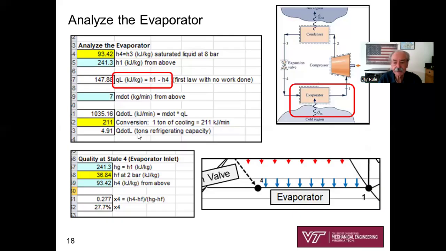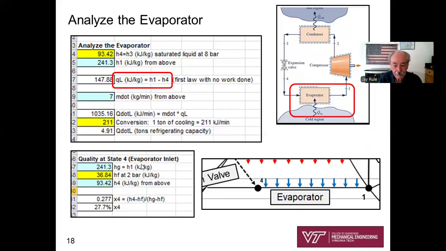That's a significant size of a refrigeration cycle. So this is probably some type of commercial or industrial refrigerator, because typically whole houses might require a 3-ton air conditioning system to cool an entire house. And so 5 tons of cooling for a refrigeration cycle, that's a pretty hefty size refrigerator. All right. Oh, our extra credit, the quality at state 4.